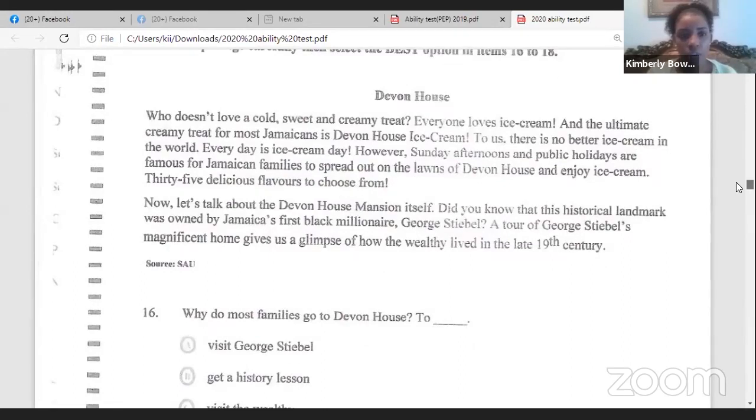Who doesn't love a cold, sweet, and creamy treat? Everyone loves ice cream, and the ultimate creamy treat for most Jamaicans is Devon House ice cream. To us, there is no better ice cream in the world. Every day is ice cream day. However, Sunday afternoons and public holidays are famous for Jamaican families to spread out on the lawns of Devon House and enjoy ice cream. 35 delicious flavors to choose from.